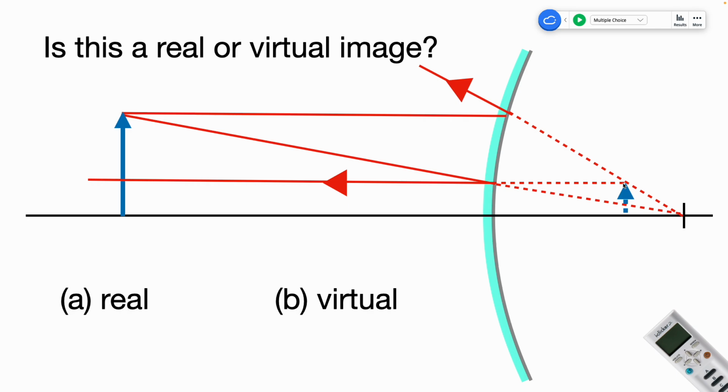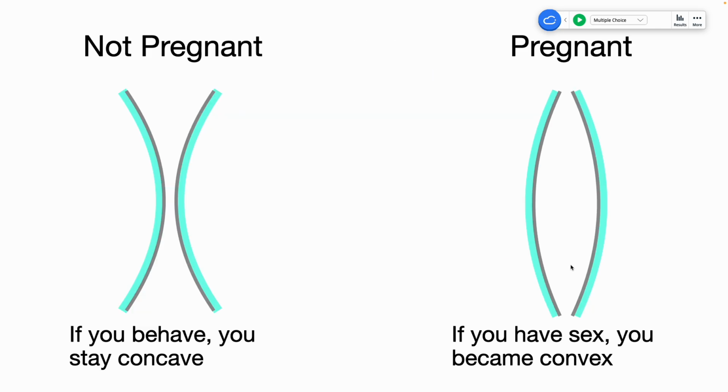Okay. Now, before we move on, let's remember which one is which. Let's remember the name. If you have a concave something, then it looks skinny. If you have a convex something, it will look kind of chubby. So we interpret it as a pregnant creature. This one is not pregnant. So if you behave, you stay concave. If you have sex, you become convex. All right? So do you guys remember which one is which now?